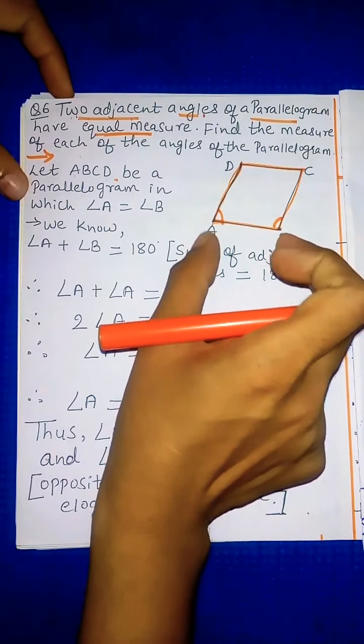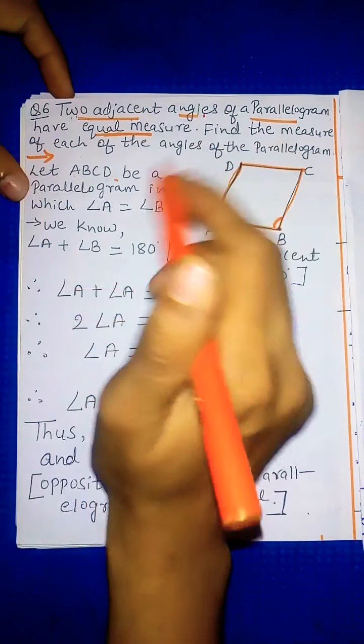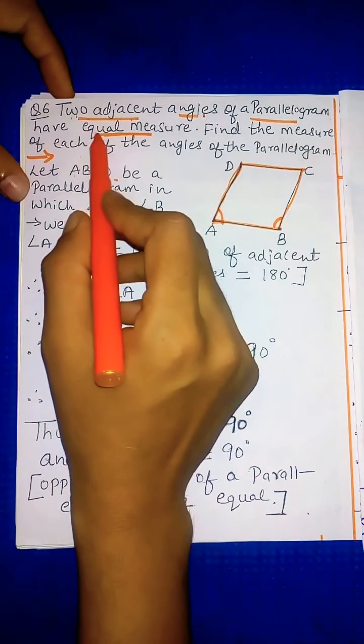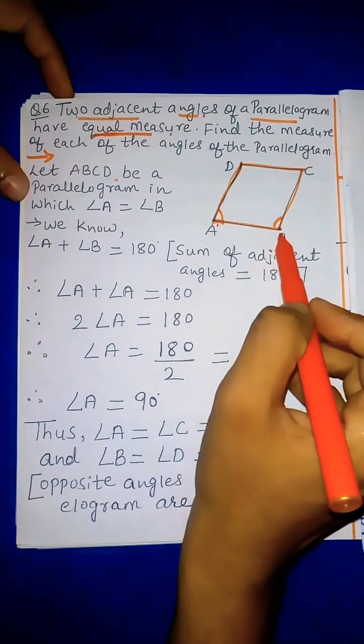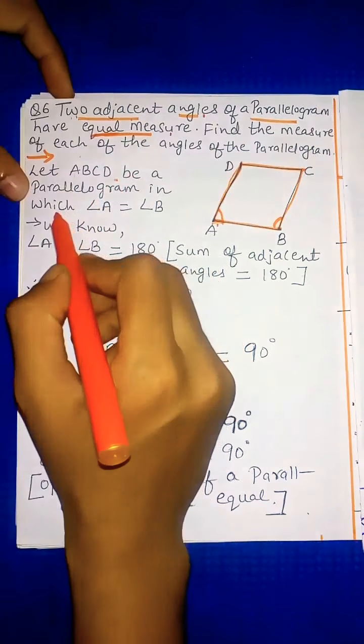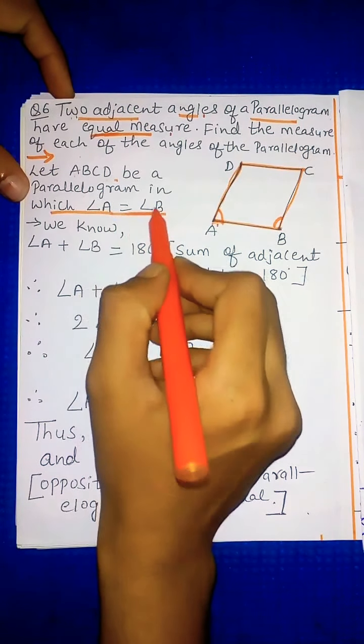So I have taken angle A and angle B. So these both are adjacent angles. Now they have given that the adjacent angles are of equal measure. So this angle A is equal to angle B. Right. So they have given that it is of equal measure, so we can write angle A equal to angle B.